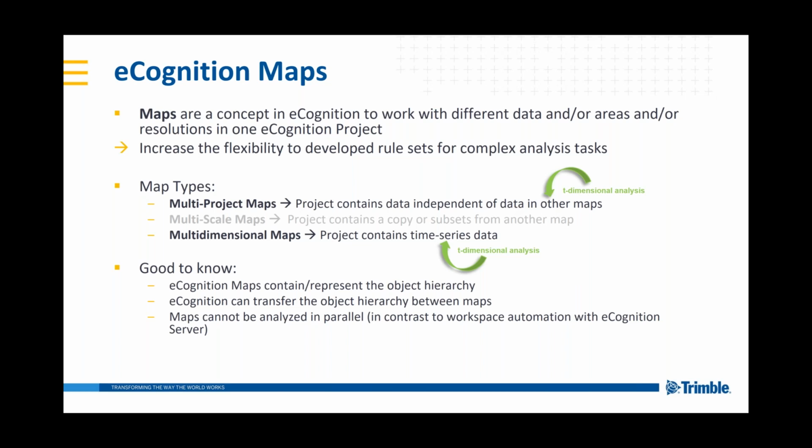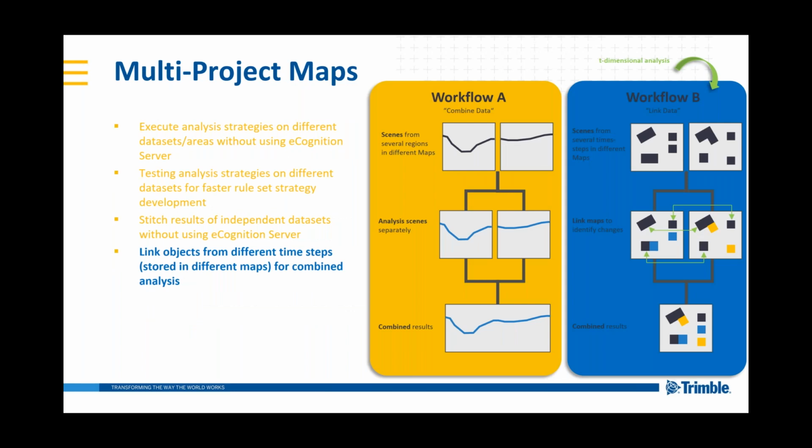So first section here, a little bit more detail. These multi-project maps, two examples of a multi-project map. We see workflow A, workflow B. Workflow A is not something that considers the T dimension, but it's a good thing to be aware of. Within workflow A, we can execute our various analysis strategies on different data sets or areas without using eCognition server. So by putting these into two different maps, as you can see in the graphic, scenes from several regions are stored in independent maps.